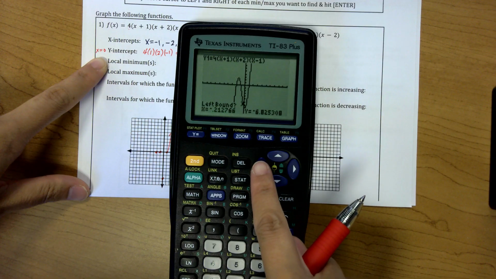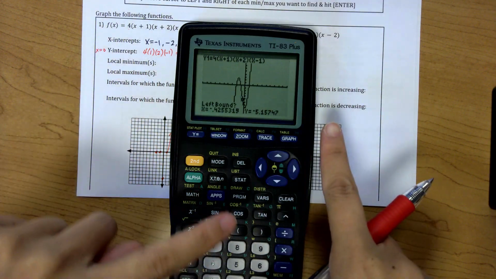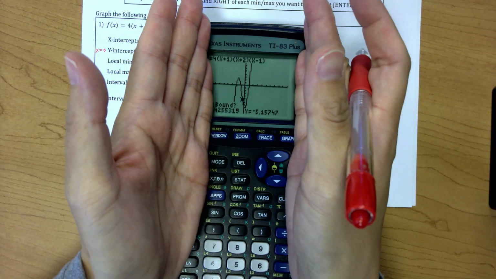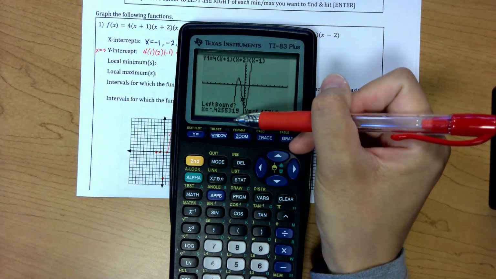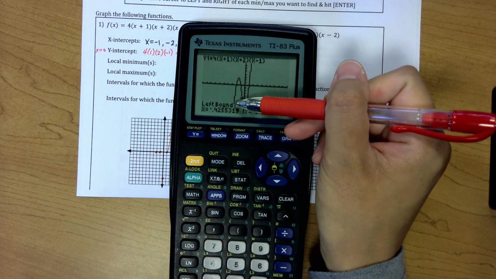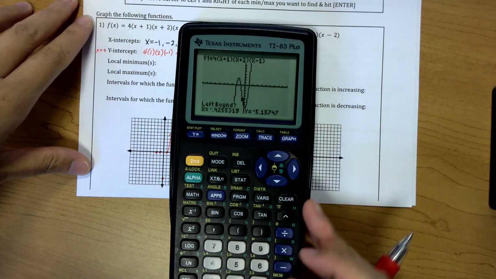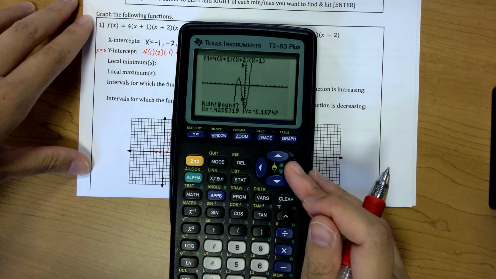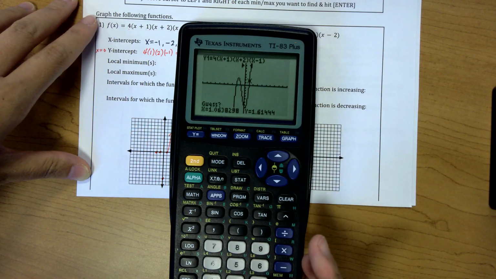Now, do you guys remember we need to be on the left side and the right side? Because if you do the whole graph, then it will just pick whatever the lowest point is of the entire graph, which is infinity, right? So we need to be on the left side of our minimum, and then we will move to the right side of our minimum.